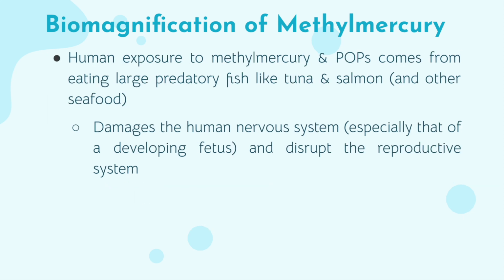Human exposure to methylmercury and POPs typically comes from eating large predatory fish like tuna and salmon and other seafood, amongst eating other animals like cattle or poultry. But most of our exposure to methylmercury and POPs comes from consuming animals. The methylmercury and POPs tend to damage the human nervous system, especially that of a developing fetus, and they disrupt the reproductive system as endocrine disruptors.